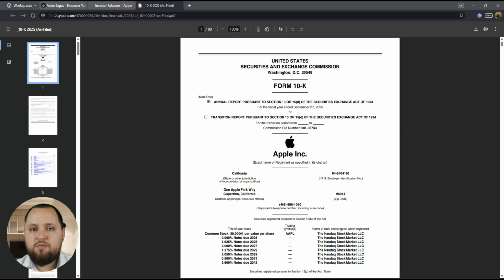Because it's a legal document, the company cannot lie in it. Everything in here is subject to audits, regulations, and legal liability. That makes it one of the most reliable sources of information you'll ever find.